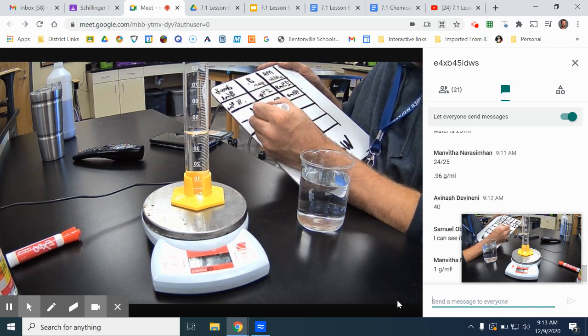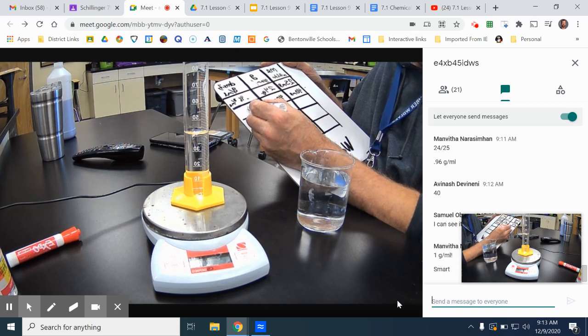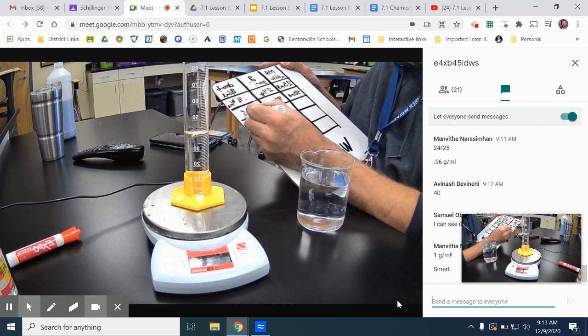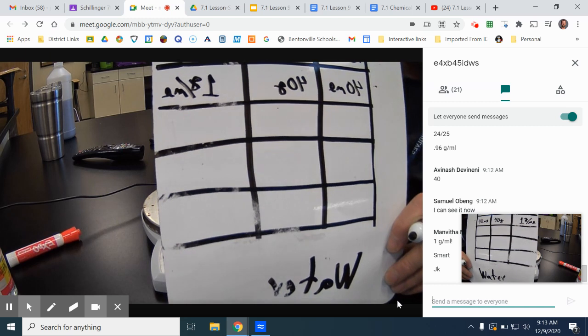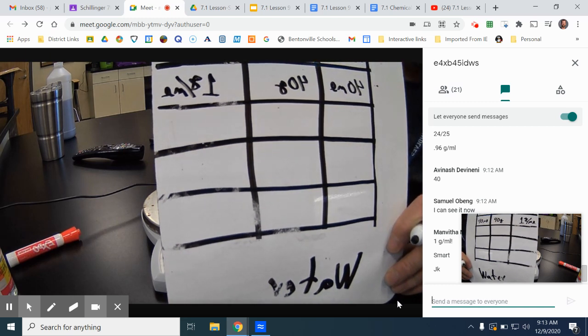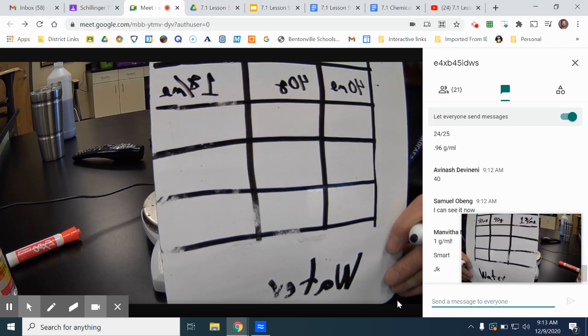Now, I am not a rocket scientist, but I know this gives me 1 gram over a milliliter. So the density is 1. Last time I checked, 40 divided by 40 equals 1.